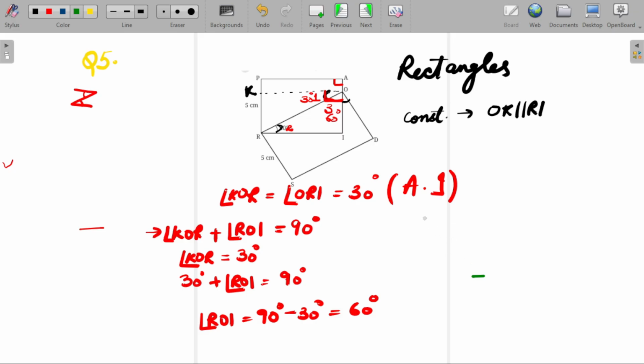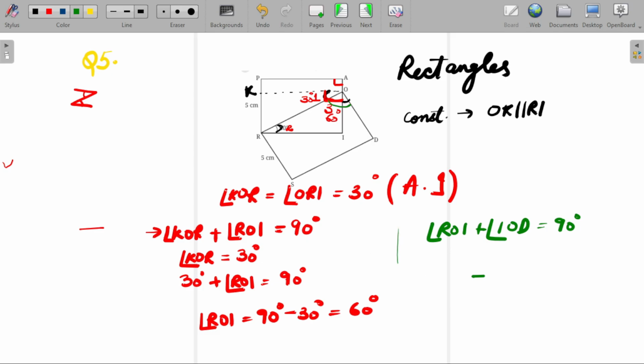Now angle ROI and angle IOD, they also sum up to 90 degrees. Can you see that? This whole angle, ROI and angle IOD, is also summing up to 90 degrees. Why? Because ROD is also a rectangle, right? So these angles sum up to 90 also.